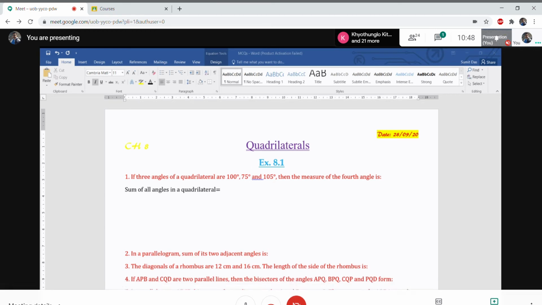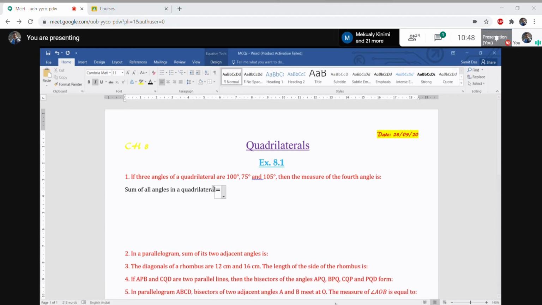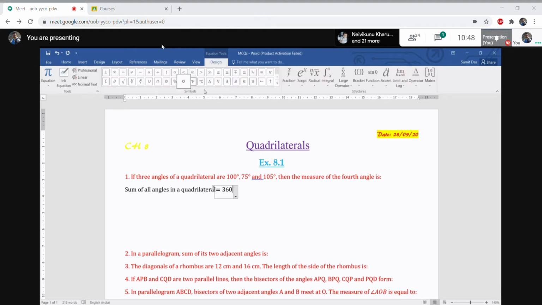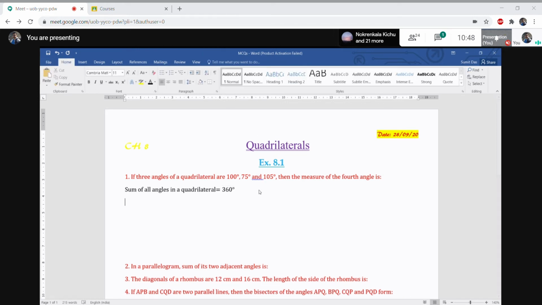We know that the sum of all angles in a quadrilateral is 360 degrees, right? 360 degrees. So how do we find the fourth angle?